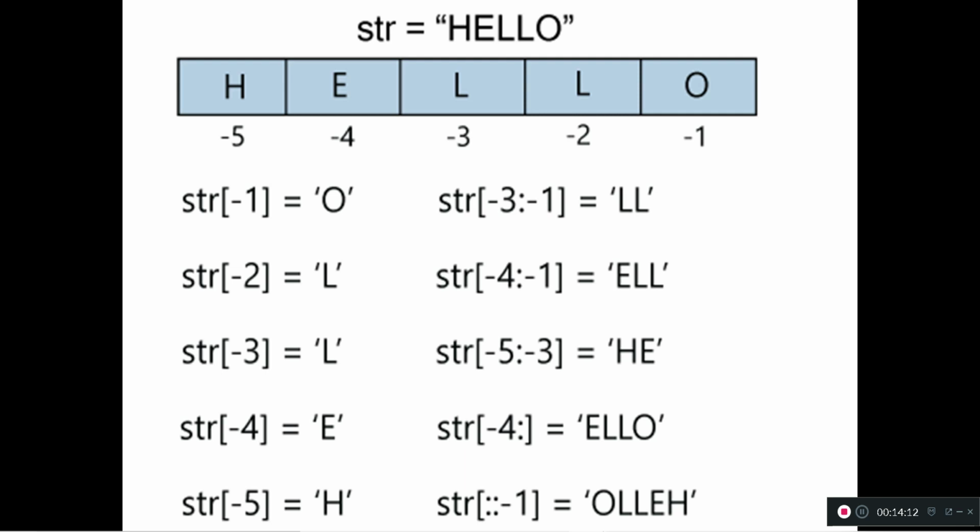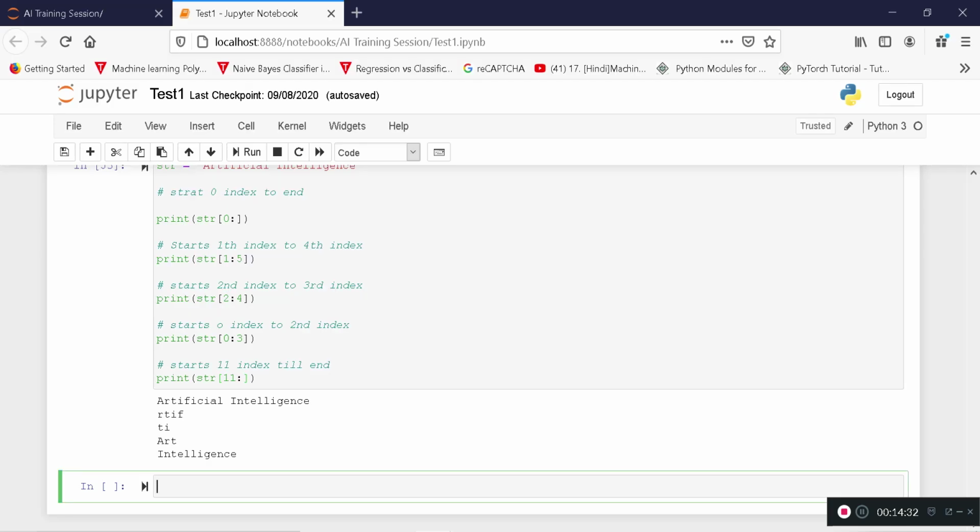And you can see on the screen that O stands for -1, L stands for -2, L -3, E -4, H -5. So we have -3 to -1 is LL. This is very hard. Let's check this in our code and try to understand more deeply.